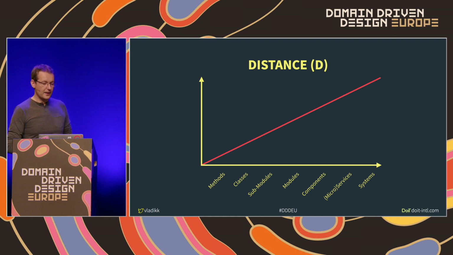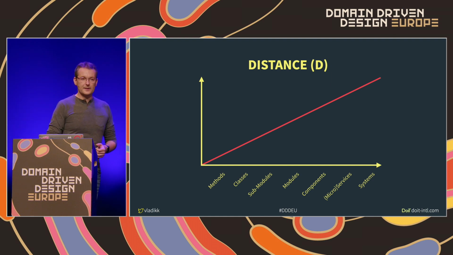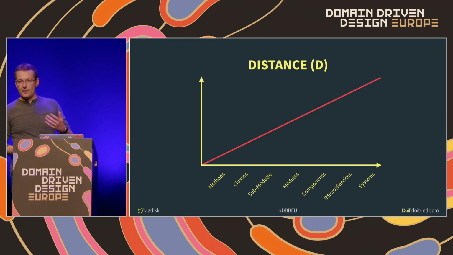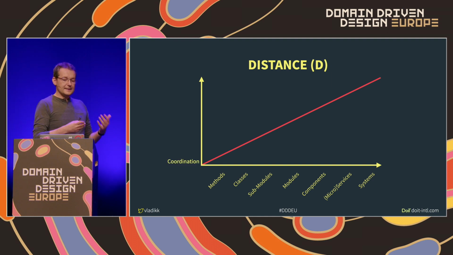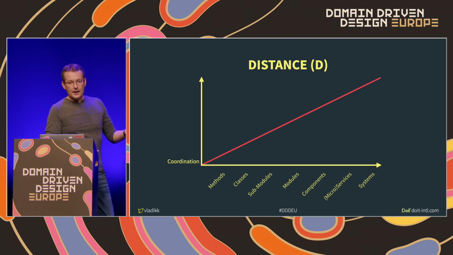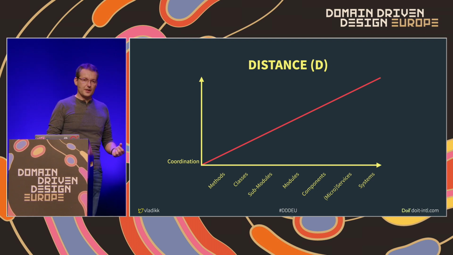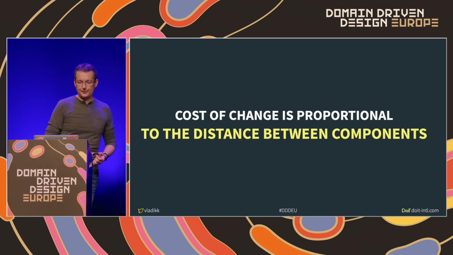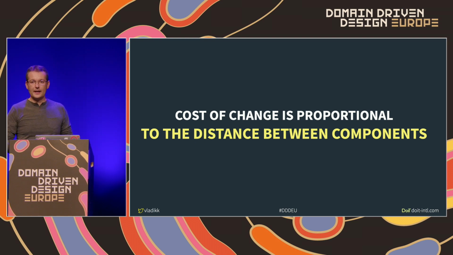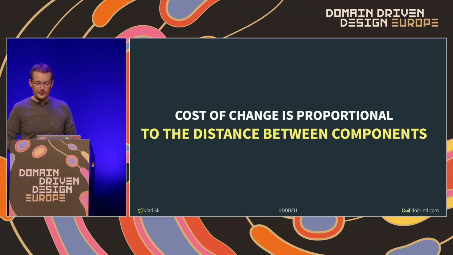These different distances are closely related to what we usually call levels of abstraction. Knowledge can be shared across individual methods, classes, modules, submodules, components, microservices, whole systems. And if we continue, we can talk about companies. And the longer the distance between the elements, if these elements have to change together, we'll need more coordination effort to actually implement those changes. In other words, the cost of making a coordinated change is proportional to the distance between the affected components.